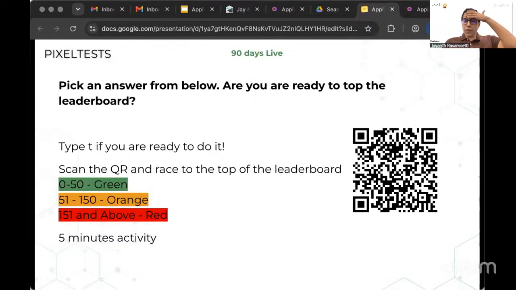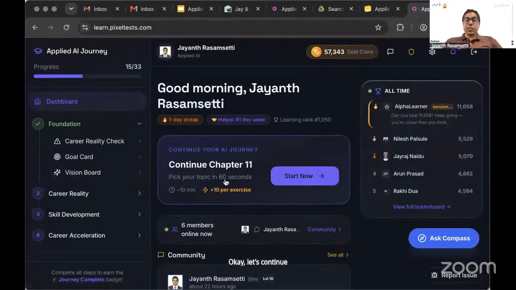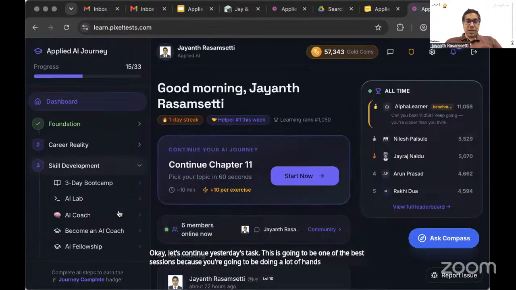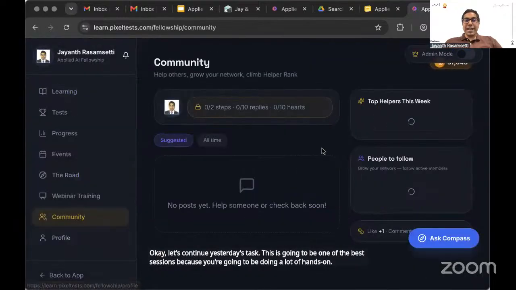No, you have to improve on the rank. Okay, let's continue yesterday's task. This is going to be one of the best sessions because you're going to be doing a lot of hands-on. Type L in the chat box if you're ready for the hands-on right now.